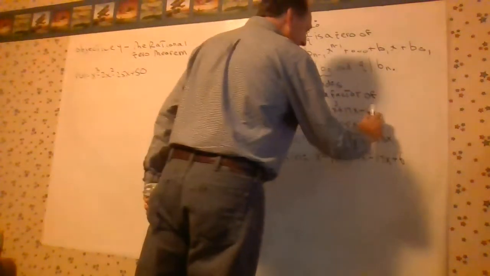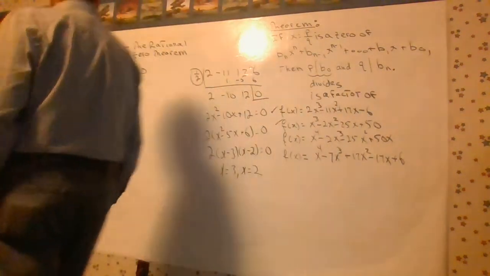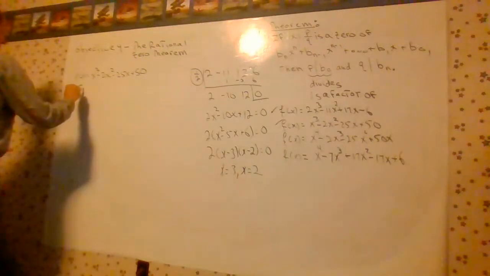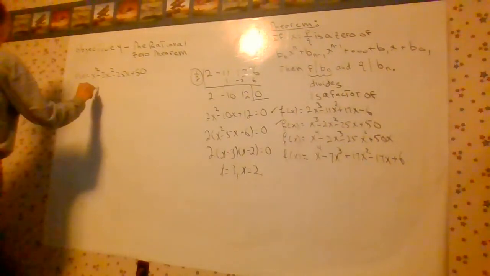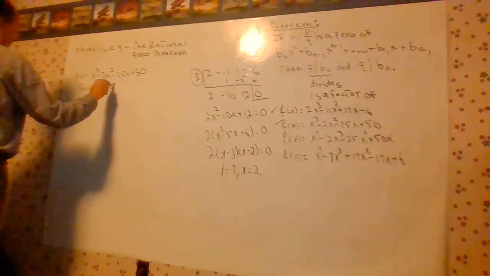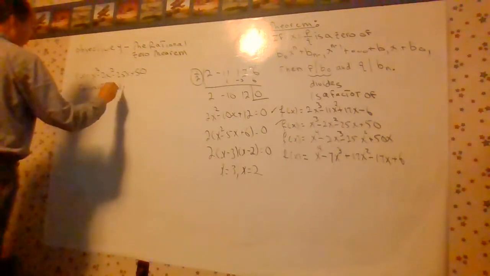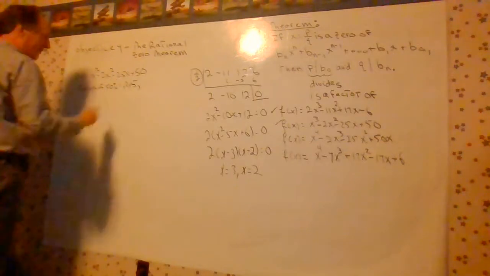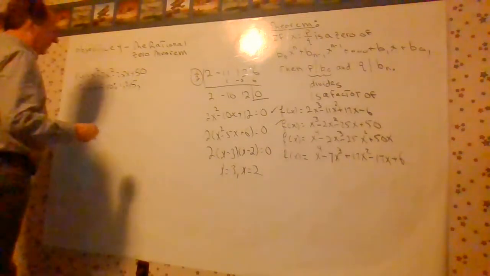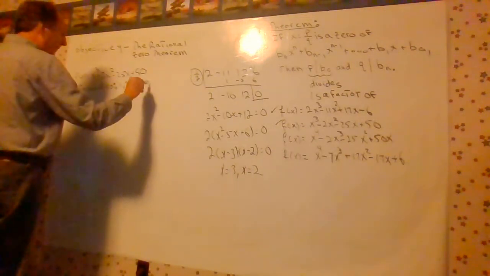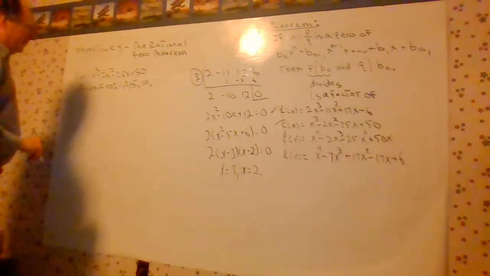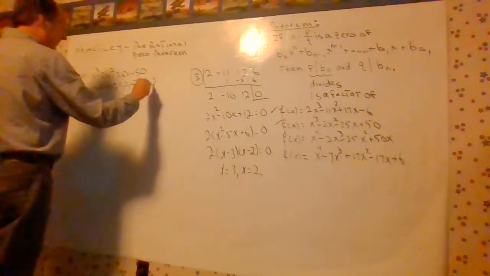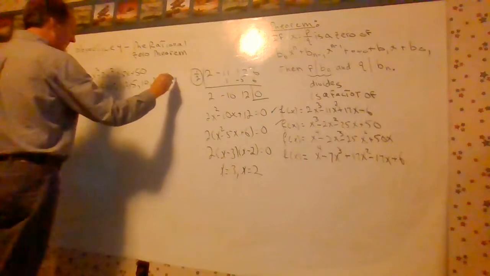Okay, that's a 50 there. Make no mistake, it's not a 6. Now we want the factors of 50, and you can do 1, 2, 3 doesn't, 4 doesn't, 5 does, and 6, 7, 8, 9, 10. Okay, and then 25 and 50.